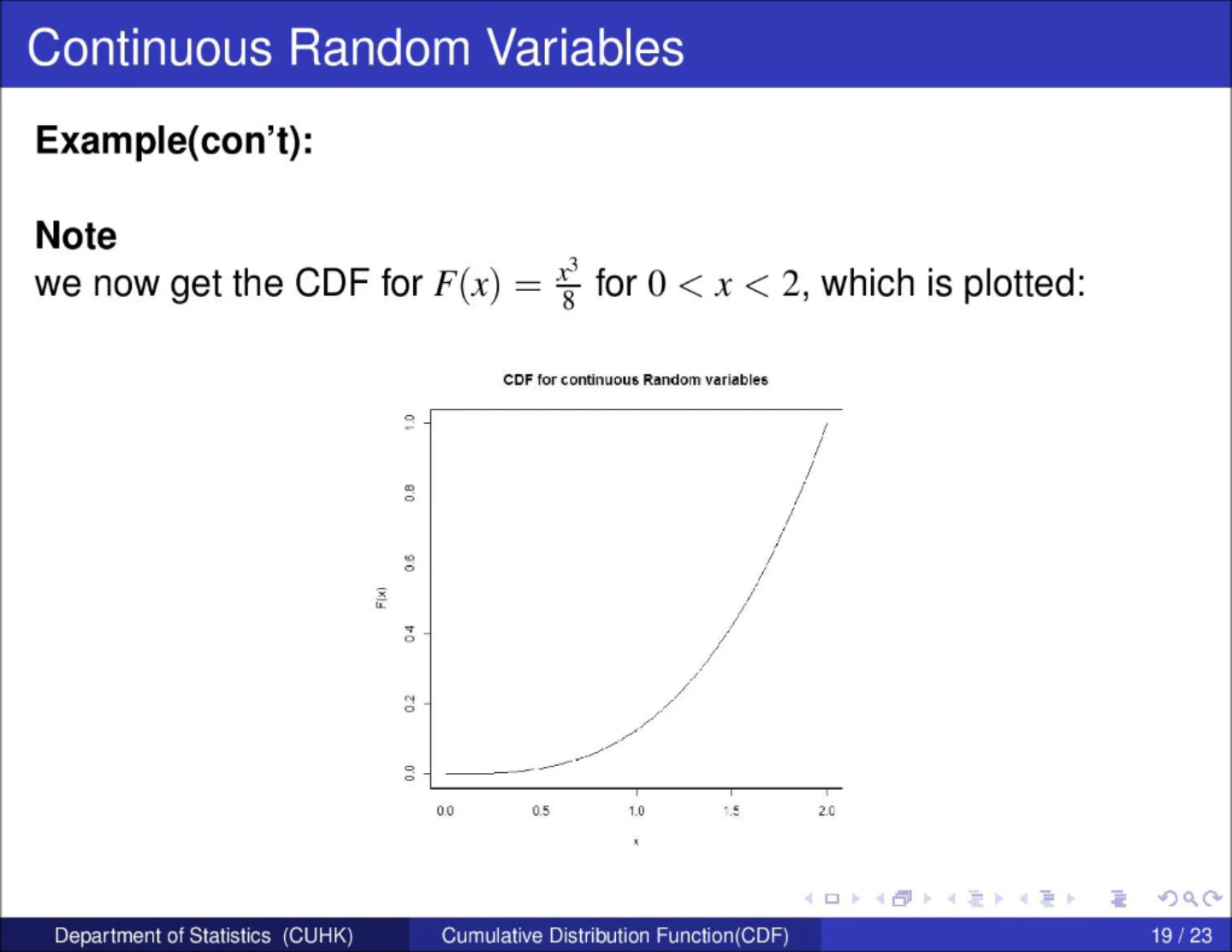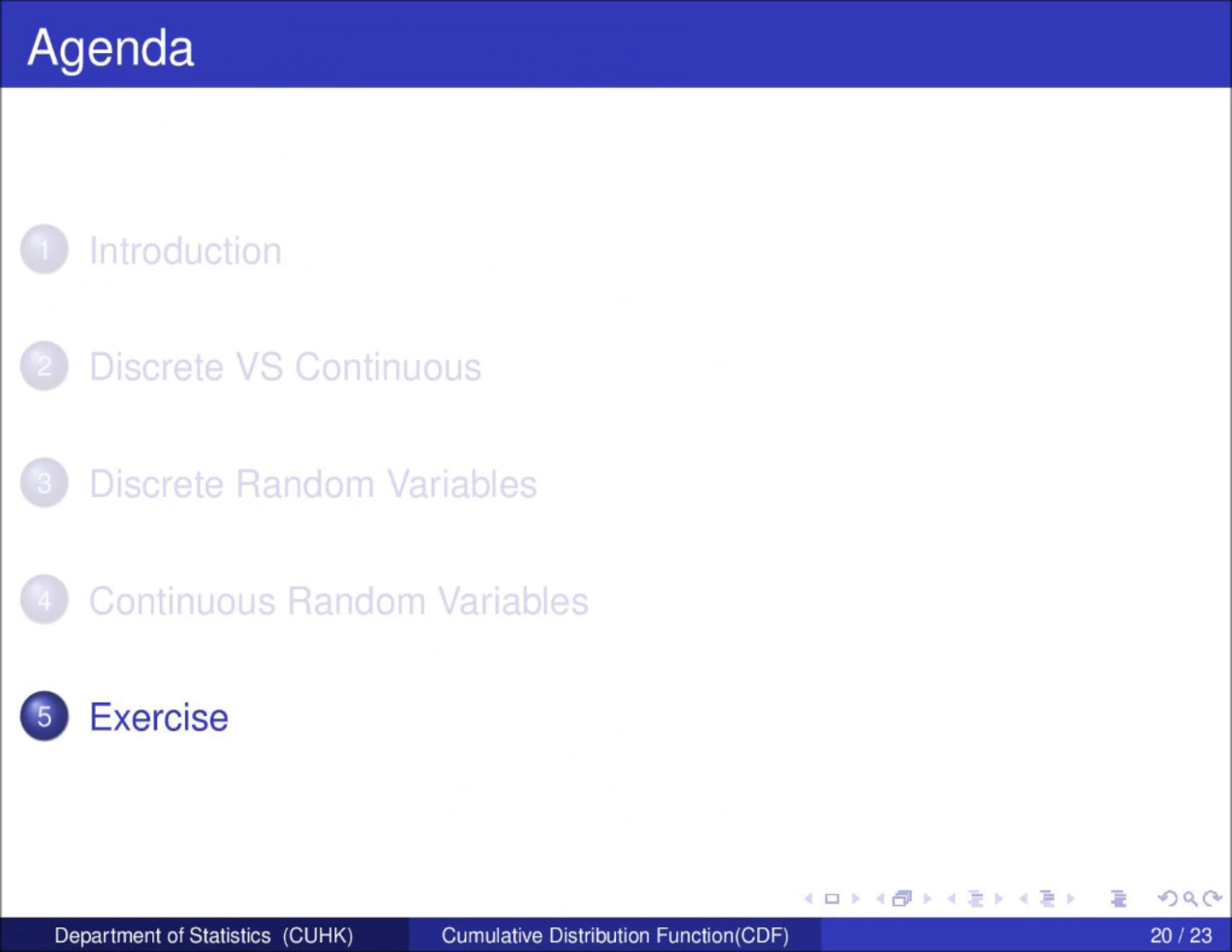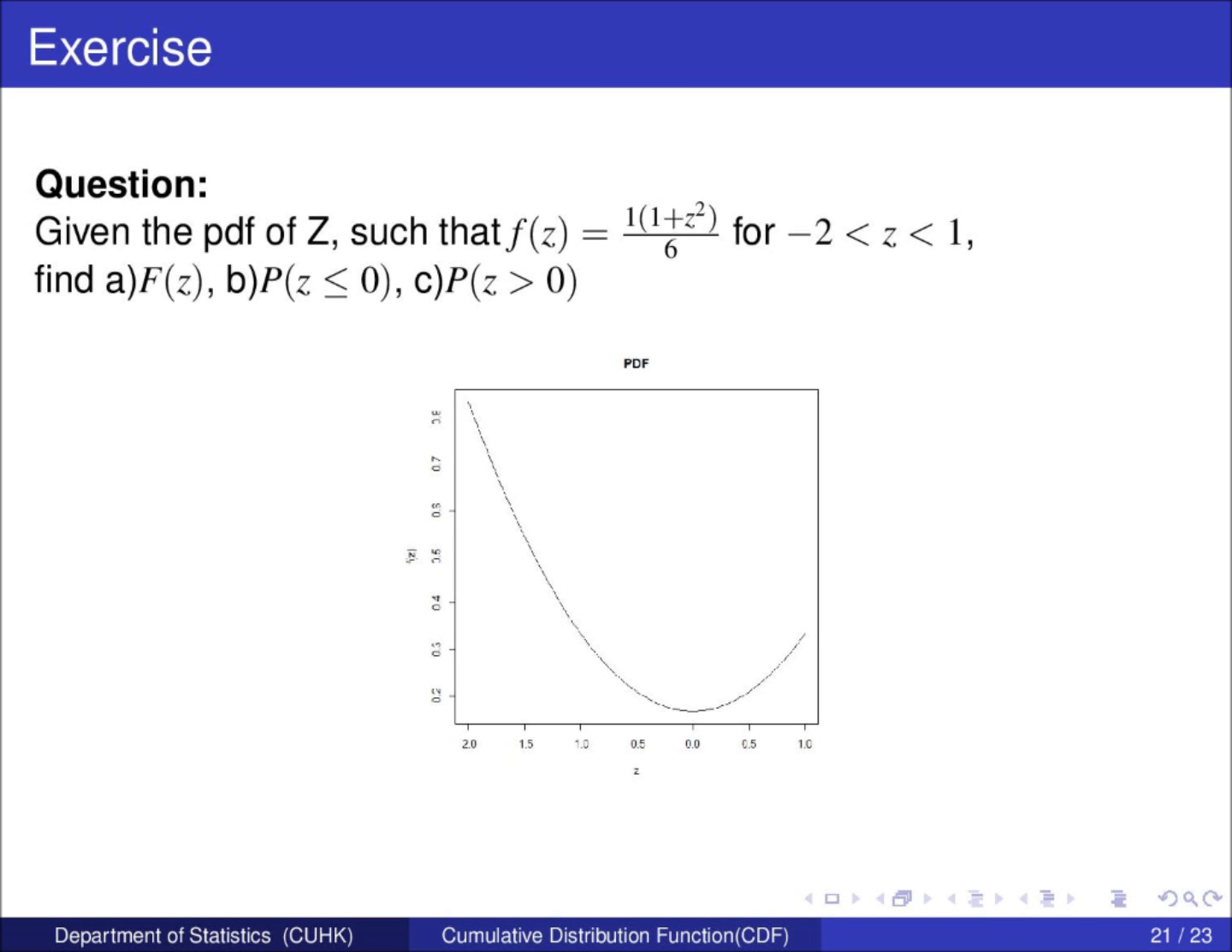Next, we have the CDF, capital F(x), equal to x cubed over 8, and we can show that from this CDF we get the PDF equal to 3 times x squared over 8 for x between 0 and 2, which is plotted below. So finally, let's do an exercise.